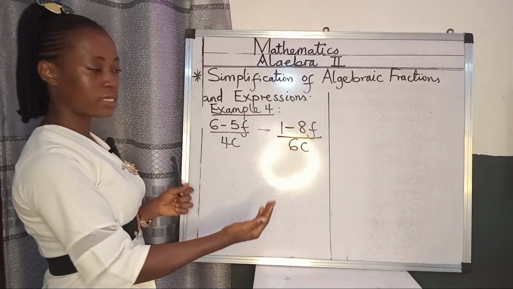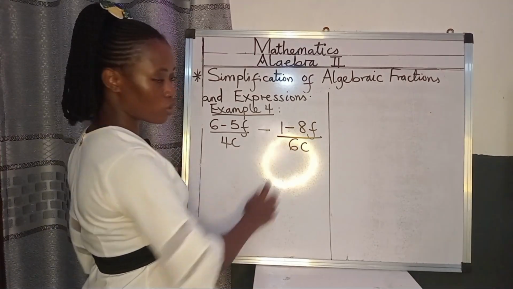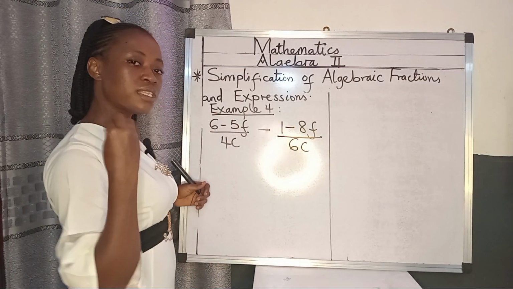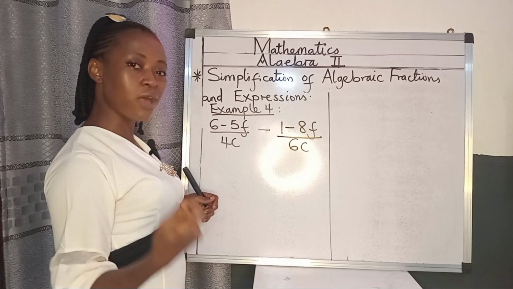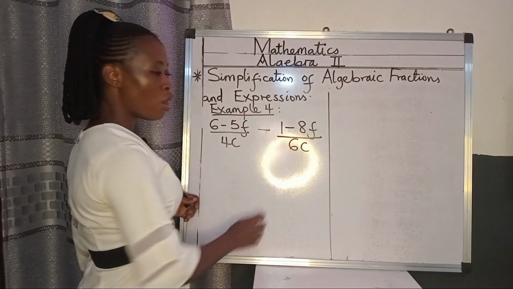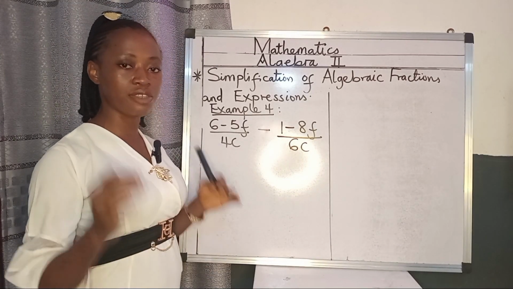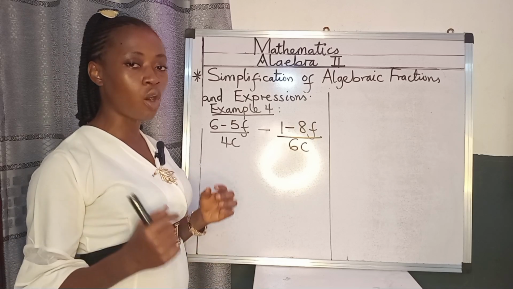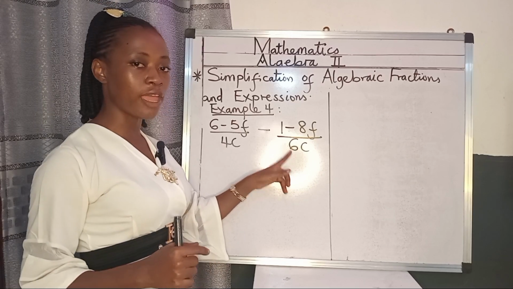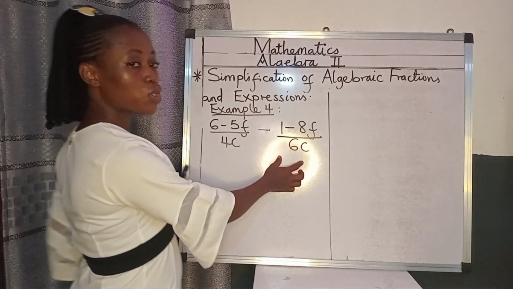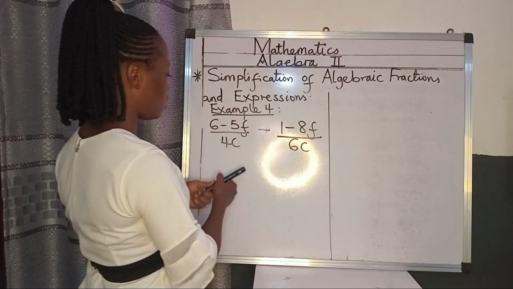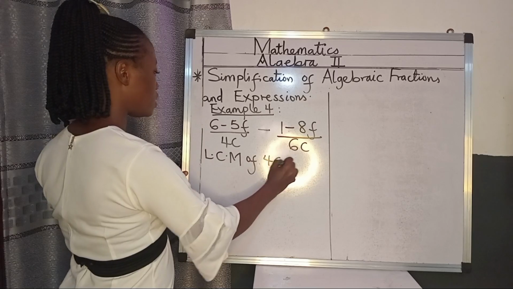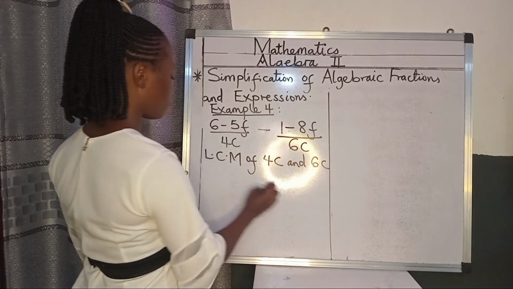And if you look at this, they have different denominators. Do you understand? So since they have different denominators, the first thing I need to do is to find the LCM of the denominators. Once your fractions have different denominators and you are simplifying them, you must find the least common multiple of the denominators. So my denominators here are 4c and 6c. Now I'm going to look for the LCM of 4c and 6c, right?